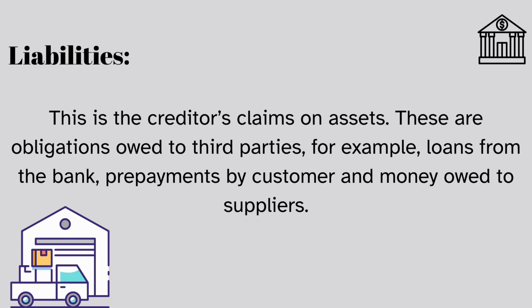So if I go to a supermarket and I pay for a product that the supermarket does not yet have, that's a liability to the supermarket because now they owe me a product. And we have payments to suppliers, like payments the entity owes to a supplier. That is, they gave them goods but they are yet to pay for them. So those are some of the liabilities we have.